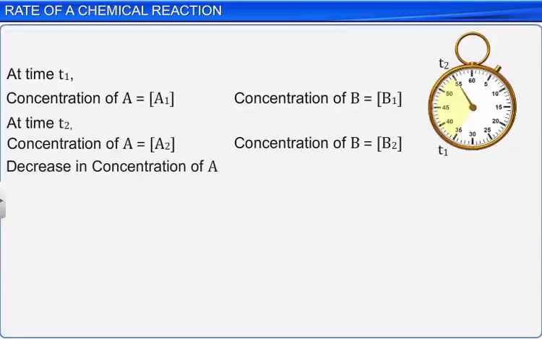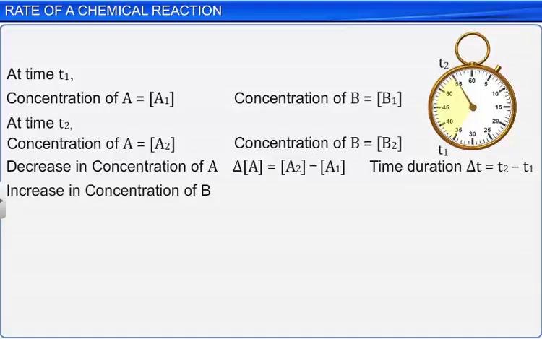The decrease in the concentration of reactant A, delta A, during time interval delta T equal to T2 minus T1 is given as A2 minus A1. Similarly, the increase in the concentration of product B, delta B, is given as B2 minus B1 during time interval delta T. Using the definition of rate of chemical reaction, we get the rate of the given reaction as a decrease in the concentration of A, minus delta A divided by time interval delta T.